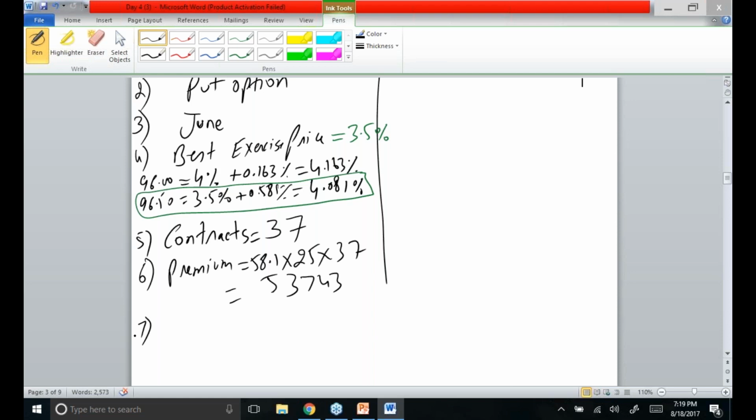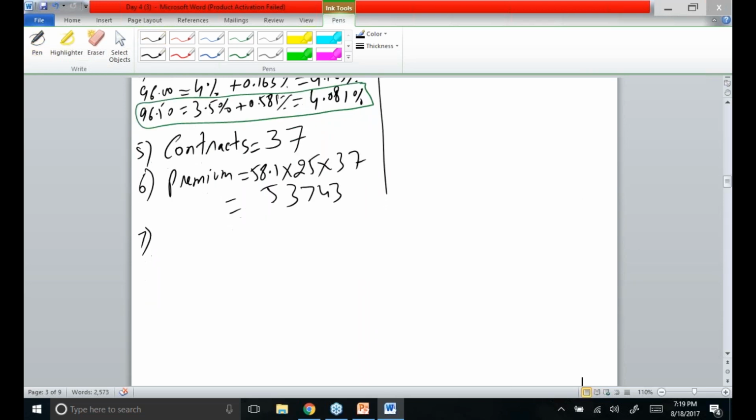Okay, the next step is to compare your strike price with the basis adjusted price. Okay, decide whether to exercise or not. Decide either to exercise or not.